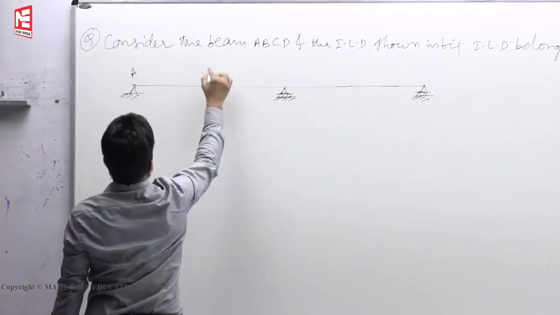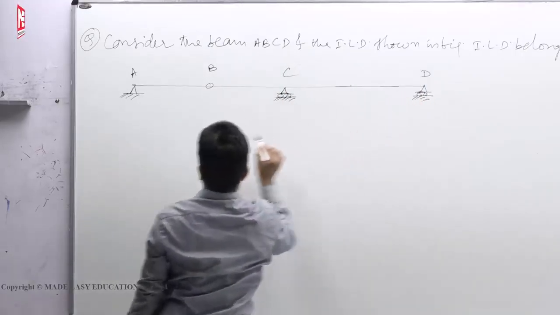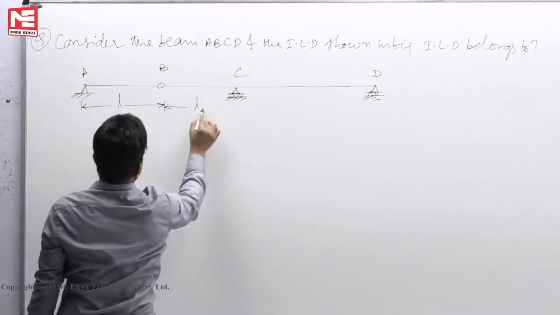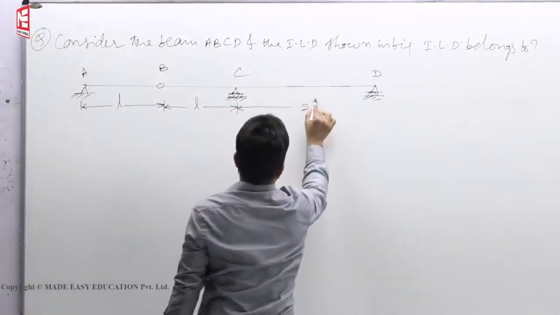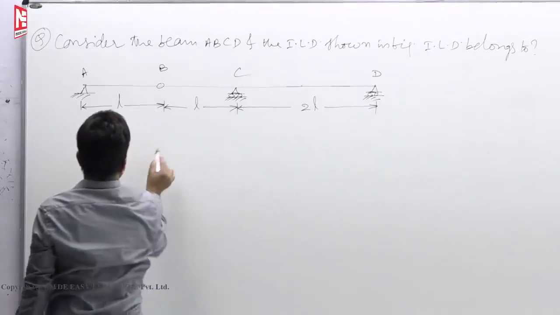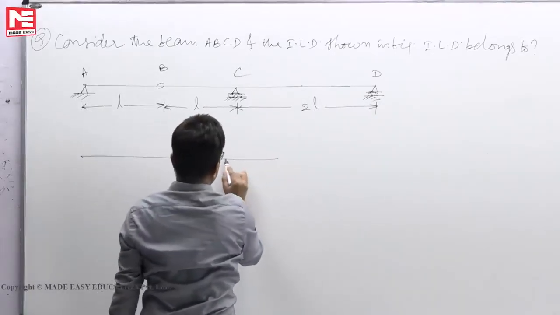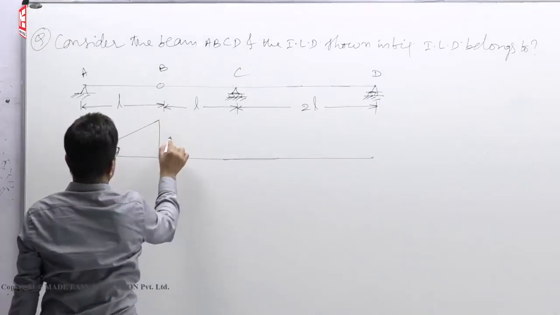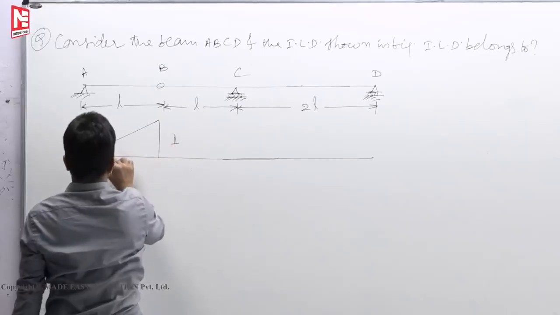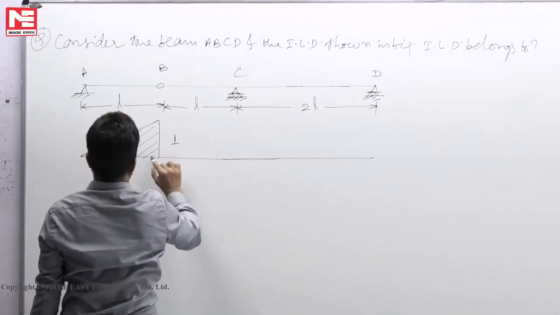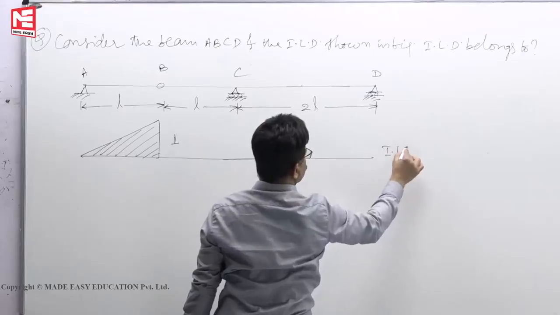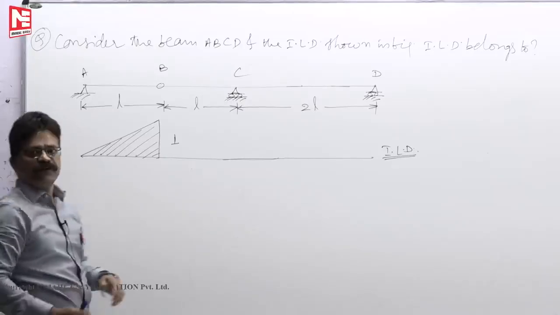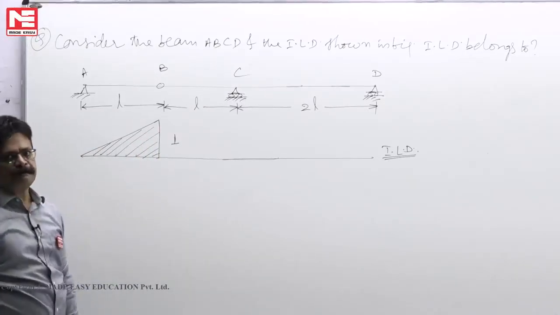This point, let us say A, B, C, D. This length is L, this length is also L, but this length is 2L. This is the beam they have given. Also, they have drawn the ILD like this. This is the influence line diagram. In 1 or 2 minutes' time, tell for which quantity this ILD belongs to.